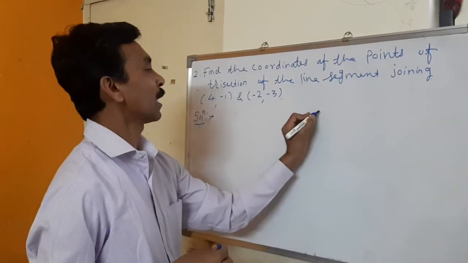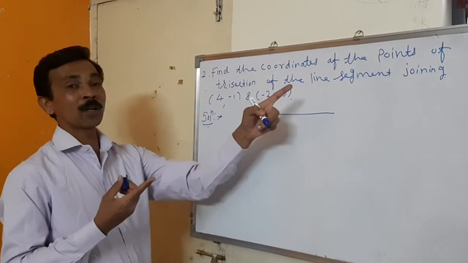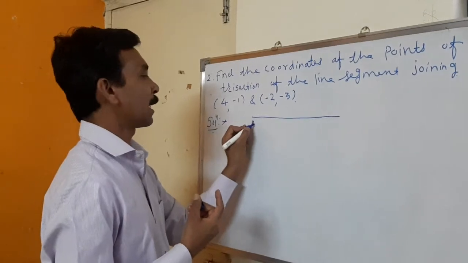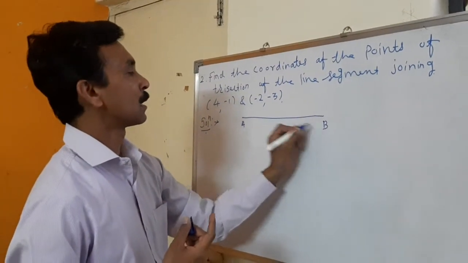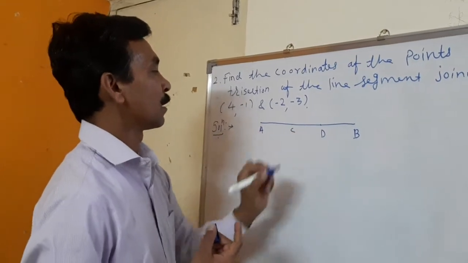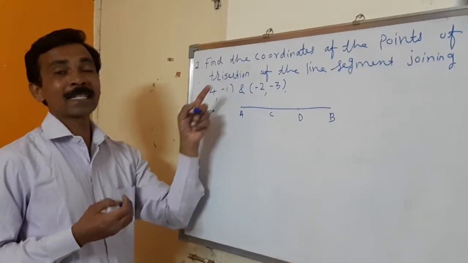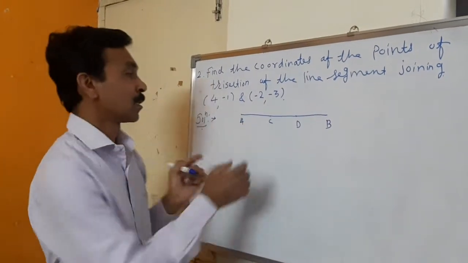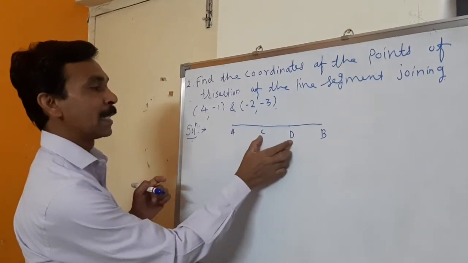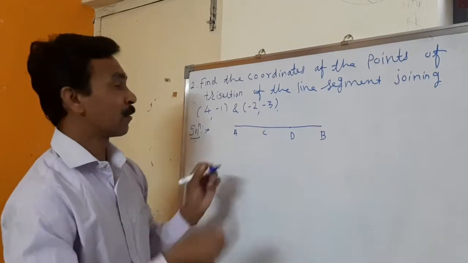So for this, I'll draw the figure and then again I repeat, when the words 'join of' or 'joining' come, these two brackets go at the two endpoints. I'll call this A, this B. I call this C and this D. Why have I taken C and D? Because it is trisection. Trisection means three equal parts. So AC is one part, CD is the second part, DB is the third part.